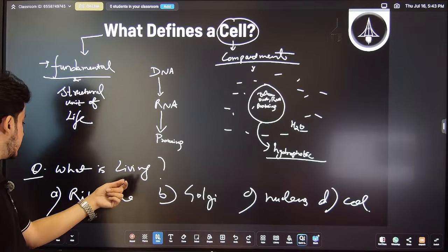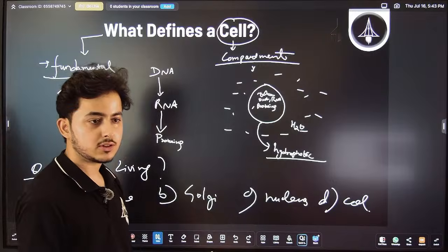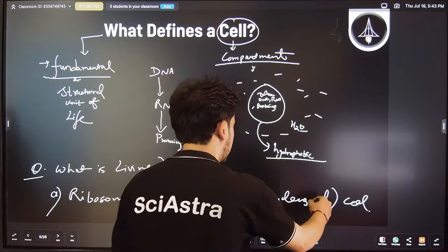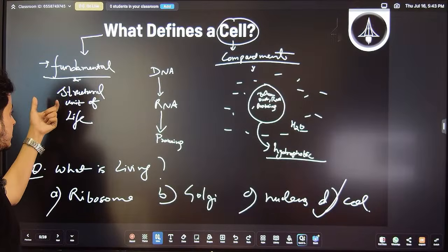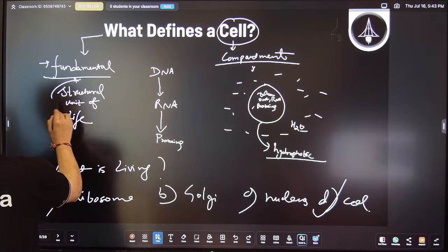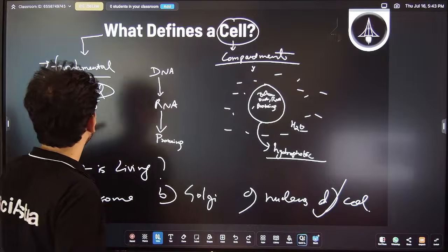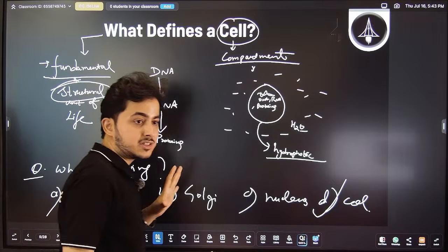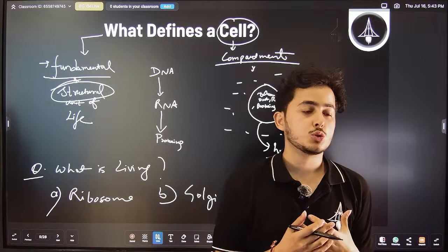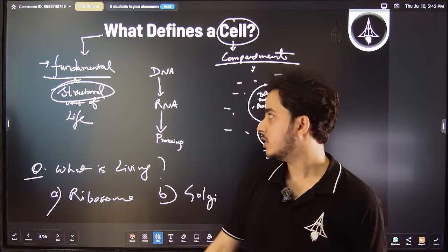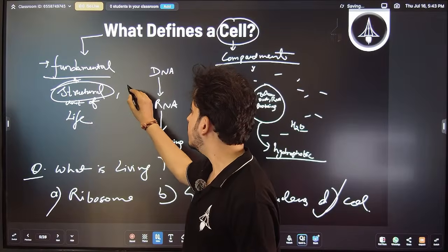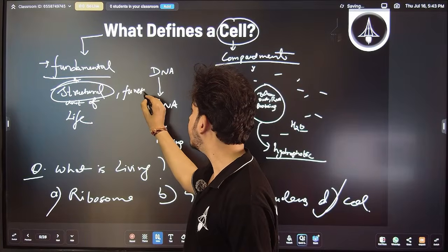So what is living? Ribosome, Golgi, nucleus or cell? Yeah, cell is living. So why is the cell living? Because the cell is the fundamental and structural unit of life. Structural unit of life means it has a proper structure, a compartment, and that also performs functions. So it is a structural and functional unit of life also, right? So you can also add functional here, correct?